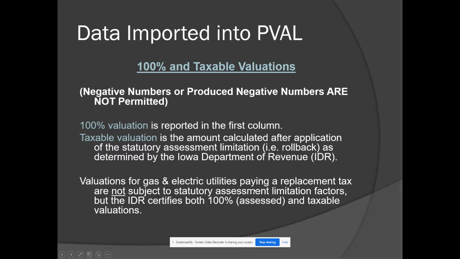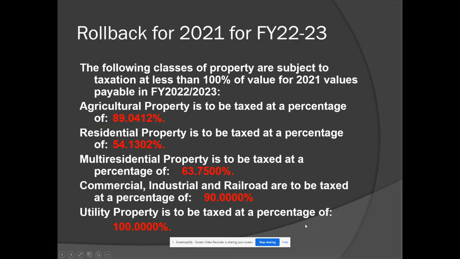Valuations for gas and electric utilities that pay a replacement tax don't pay property tax, and they are not subject to a statutory assessment limitation. The IDR does certify both 100% or an assessed value for them and a taxable value, but the difference is not due to rollback. So the 2021 rollback figures for fiscal 23 budgets are as follows.